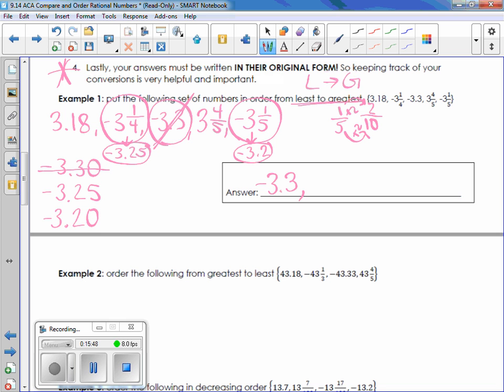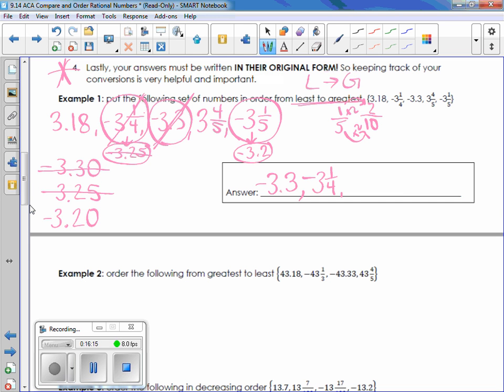Now let's go to our next number. What is our next number that's furthest to the left? Jared? Negative 3.25. So I cross it out. I find it up here, but its original form has a fraction in it. So I'm going to write my answer as negative 3 and 1/4. You go back to the decimal. Yep.